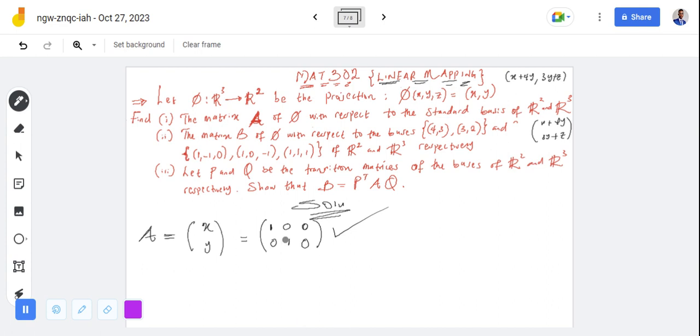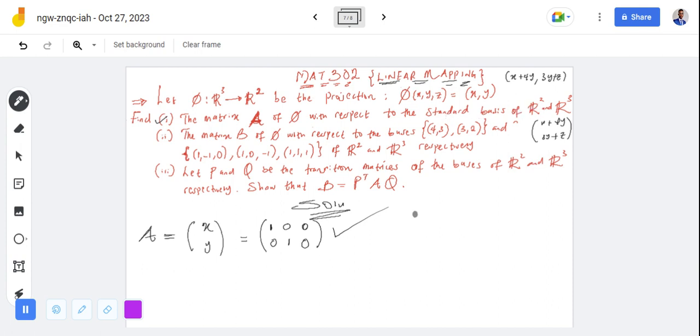So how do we come about this? This is just the final answer. I've gotten this straight up. Very easy. But if you do this in the exam, you will not get your full mark, because they ask you to find the matrix A with respect to the standard basis of R2 and R3 respectively. So what is the standard basis of R2? I've explained that.